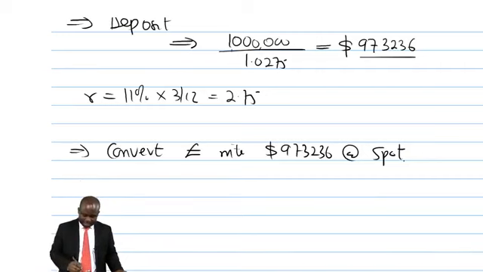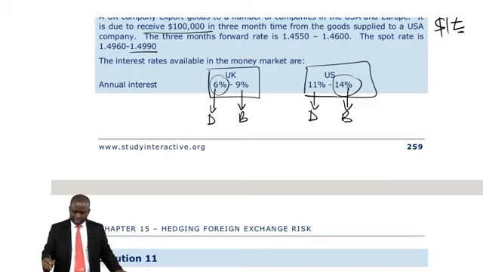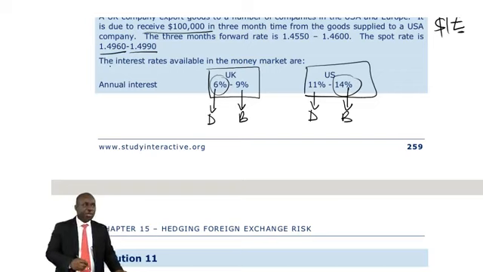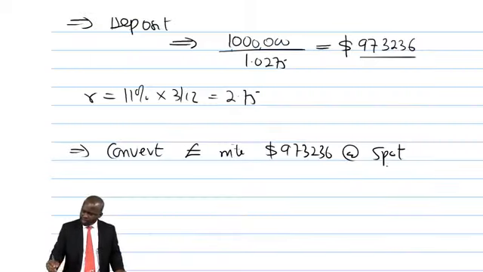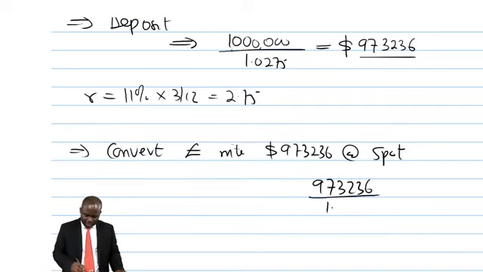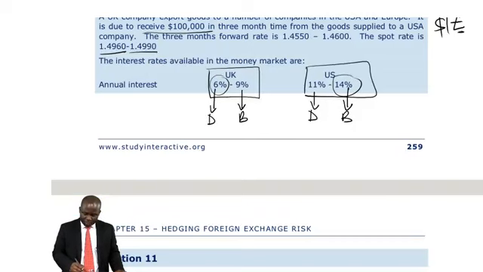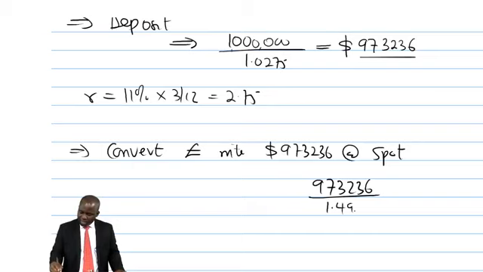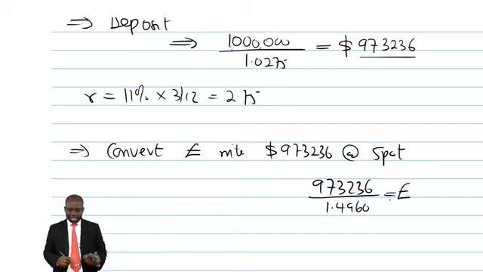So what is the spot bid rate? The spot bid rate is giving us 1.4960. So I will check it: 973,236 divided by 1.4960. And how many pounds am I supposed to send in there?